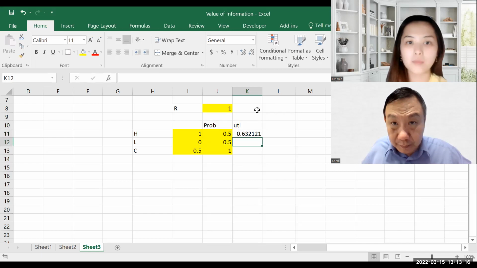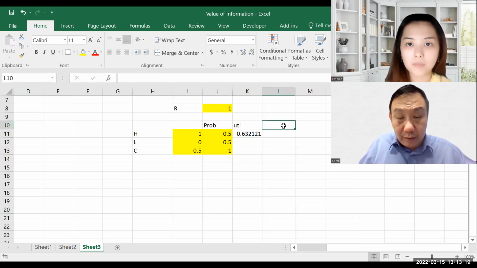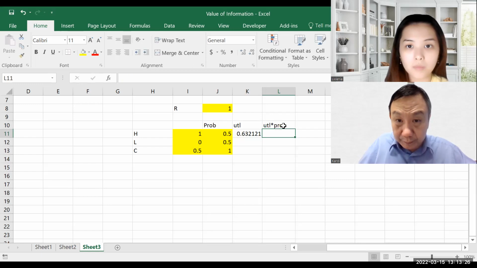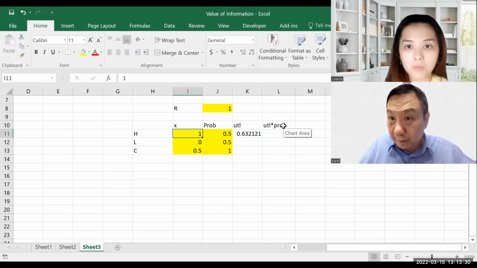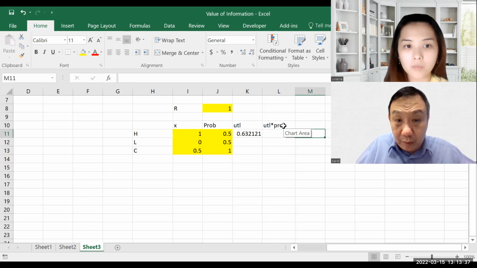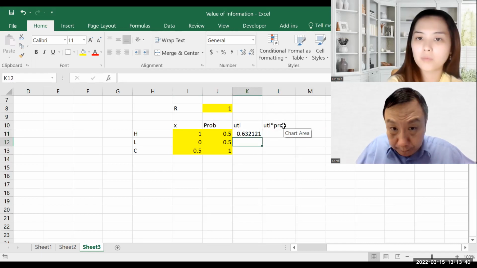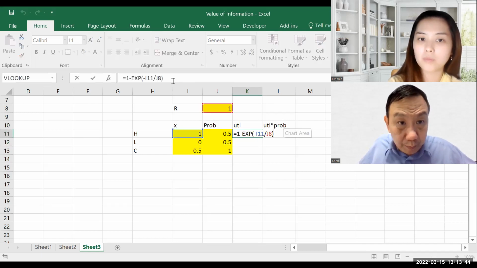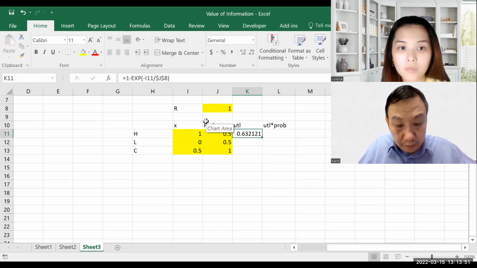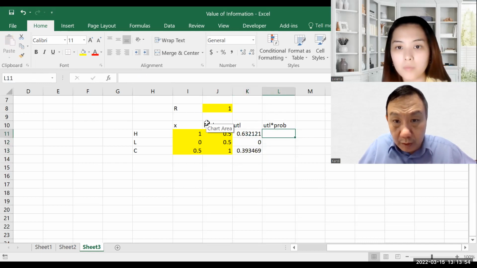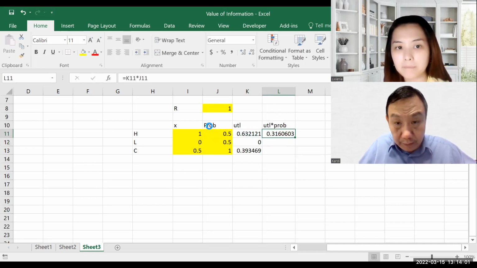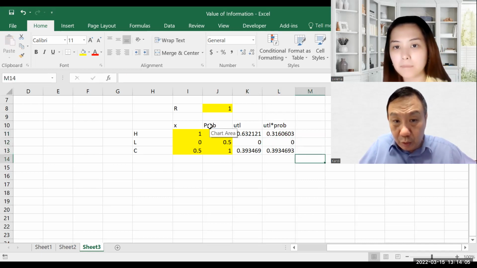And then you multiply the utility by the probability. This is the x, the x is the payoff. How much is this? This is exactly the same thing, so I will copy. I need to put dollar signs here, so I copy. Okay, and then how much is the utility? It's just the utility multiplied by the probability here. So I got it.